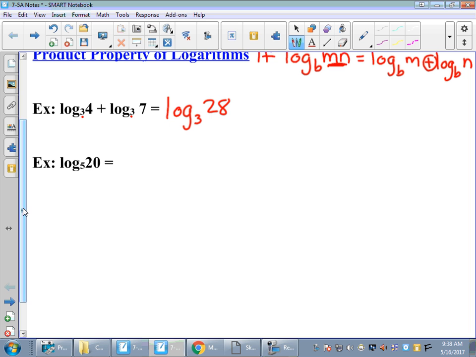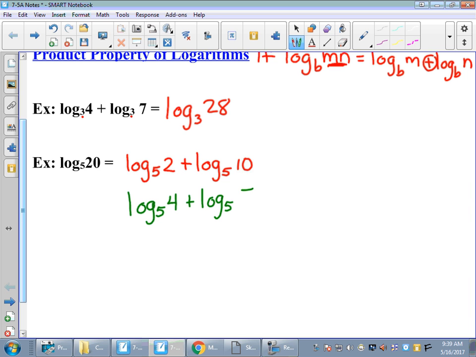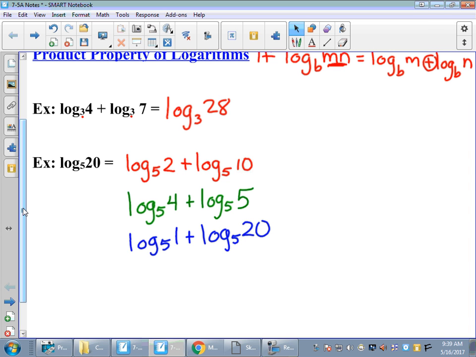So log base 5 of 20 can be broken into the log base 5 of 2 plus the log base 5 of 10. Or maybe I want to rewrite that as the log base 5 of 4 plus the log base 5 of 5. Or I could even break that into the log base 5 of 1 plus the log base 5 of 20. So any one of those three sums will give you log base 5 of 20. So that is the product property.